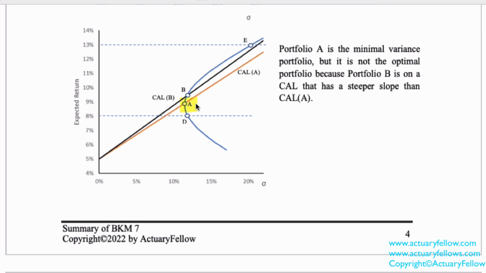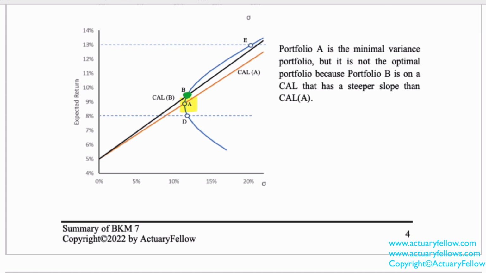The CAL, which is the orange line going through point A, represents different combination of minimum variance portfolio and risk-free asset. But it's not the optimal portfolio because we can draw another CAL with point B with a higher slope.